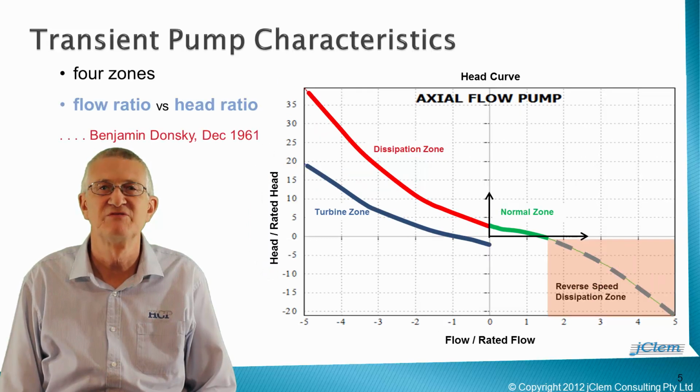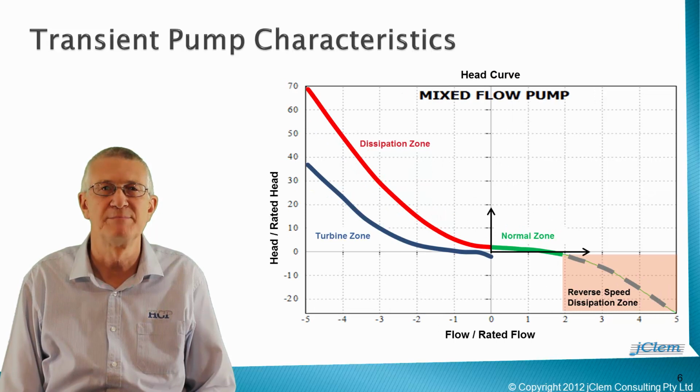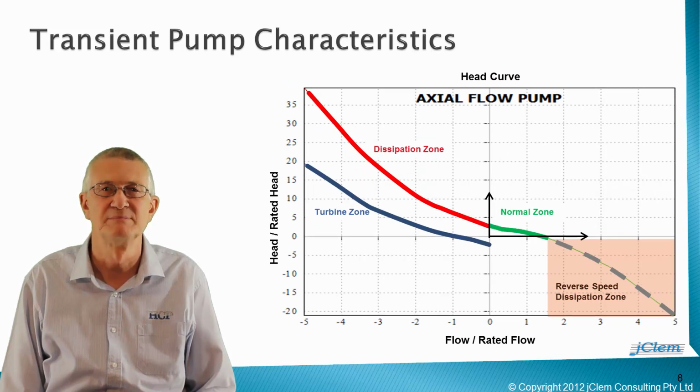This lesson presents 3 sets of data from the research of Benjamin Donsky. It is the result of Donsky's work in 1961 that is seen here in these graphs. The 3 data sets represent the generic characteristics in all 4 zones of a centrifugal pump, a mixed flow pump, and an axial flow pump.